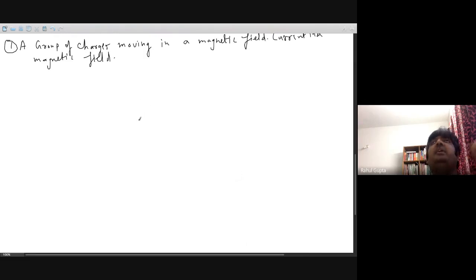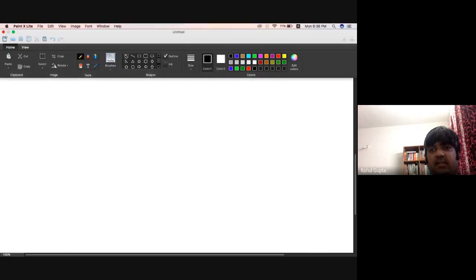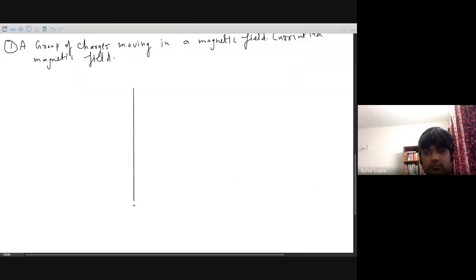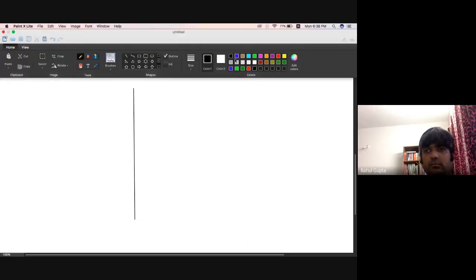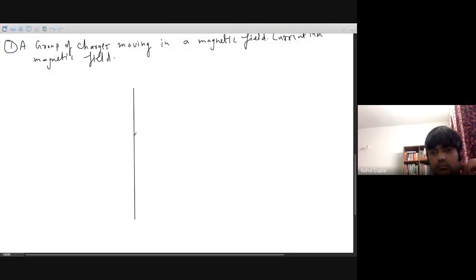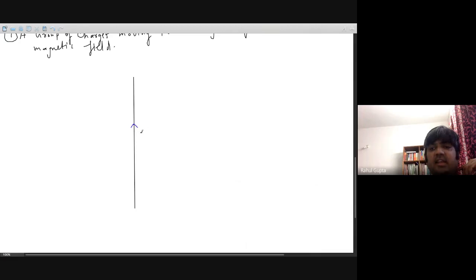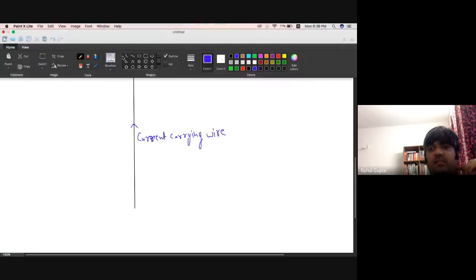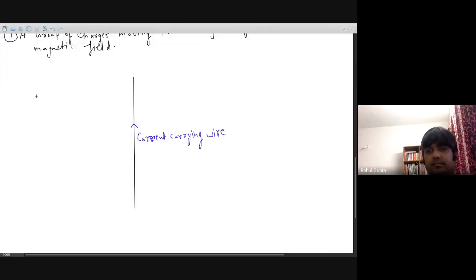Again, I am not talking about the magnetic field due to the current. Today's term is still dedicated to moving charges in a magnetic field. So we have moving charges in a magnetic field. How? I am taking a current carrying wire, and I am taking a magnetic field such that the wire is perpendicular to it. This magnetic field like this I am taking.